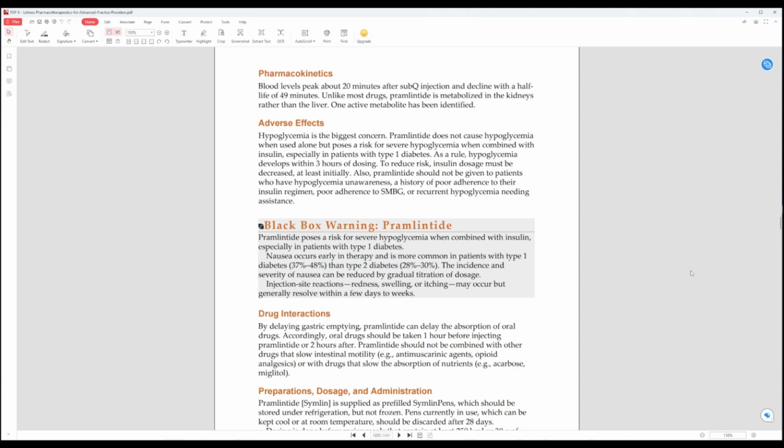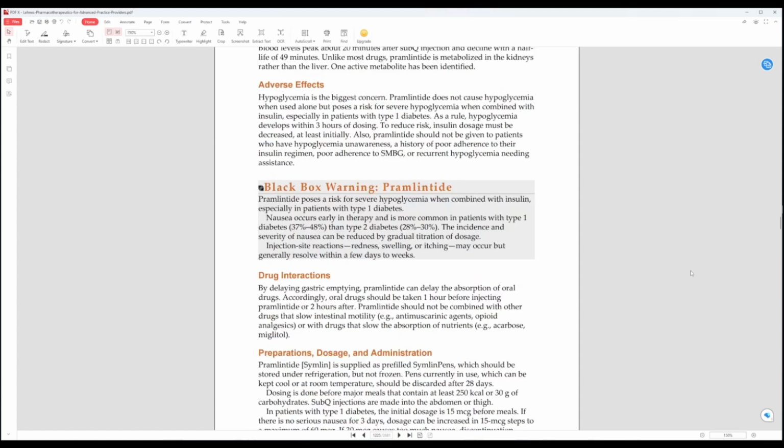Pramlintide does not cause hypoglycemia when used alone, but poses a risk for severe hypoglycemia when combined with insulin, especially in patients with type 1 diabetes. As a rule, hypoglycemia develops within 3 hours of dosing. To reduce risk, insulin dosage must be decreased, at least initially. Also, pramlintide should not be given to patients who have hypoglycemia unawareness, a history of poor adherence to their insulin regimen, poor adherence to their SMBG, or recurrent hypoglycemia needing assistance, leading us to its black box warning.